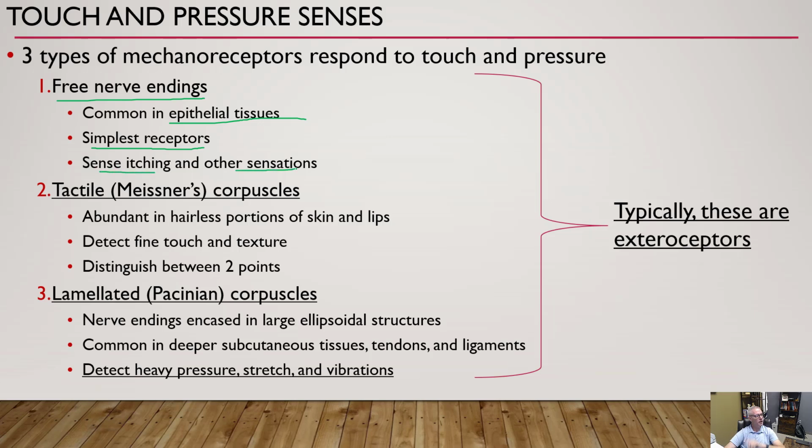Itching, other sensation. We talked about those Meissner corpuscles, those tactile corpuscles, detect touch, texture, very abundant in our dermal layers, especially in our hairless portion of our skin and lips. Those lamellated or those Pacinian corpuscles that detect pressure, stretch, vibration. Those are found more deep in that dermal layer, as well as our subcutaneous tissue, that hypodermal layer, and as well as our tendons and our ligaments.